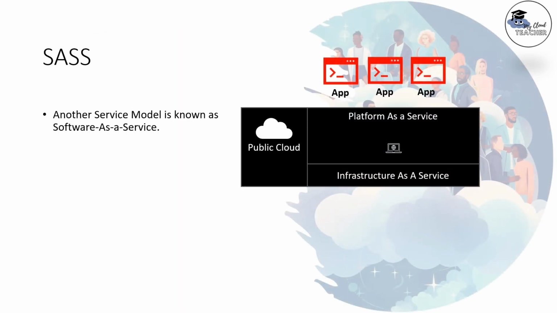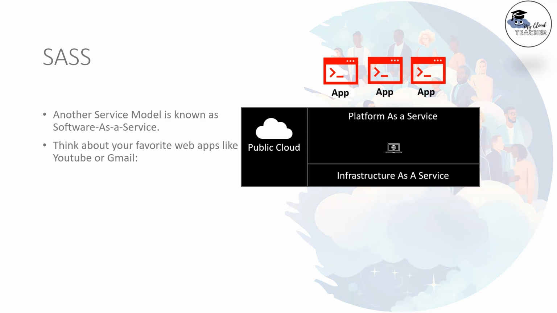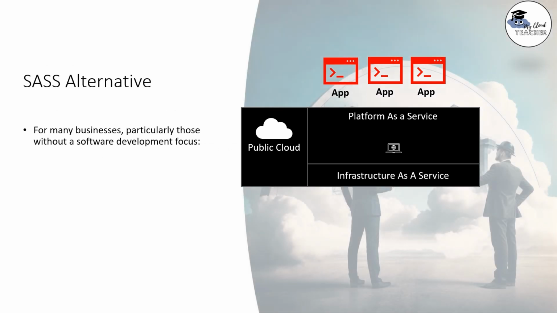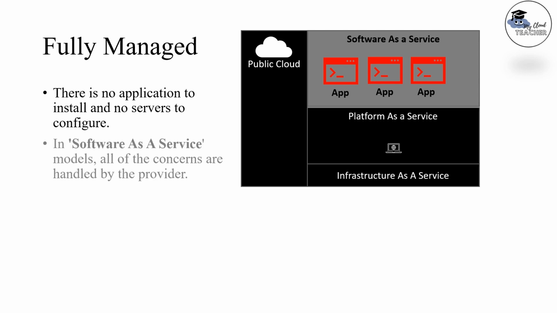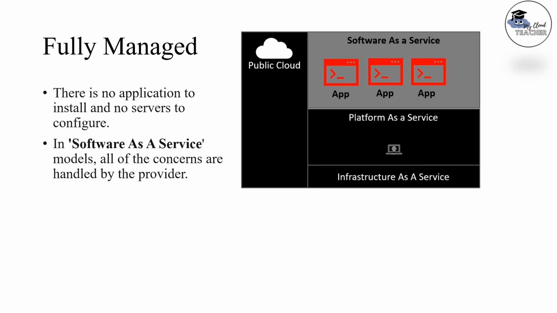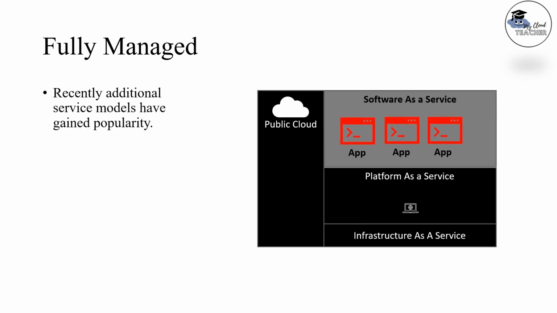Another service model is known as software as a service. Think about your favorite web apps like YouTube or Gmail. For many businesses, particularly those without a software development focus, software as a service offers a fully managed alternative. There is no application to install and no servers to configure. In software as a service models, all of the concerns are handled by the provider. Recently, additional service models have gained popularity, each catering to specific business needs.